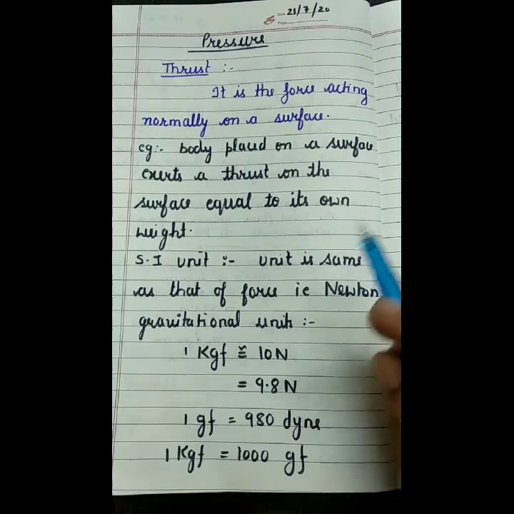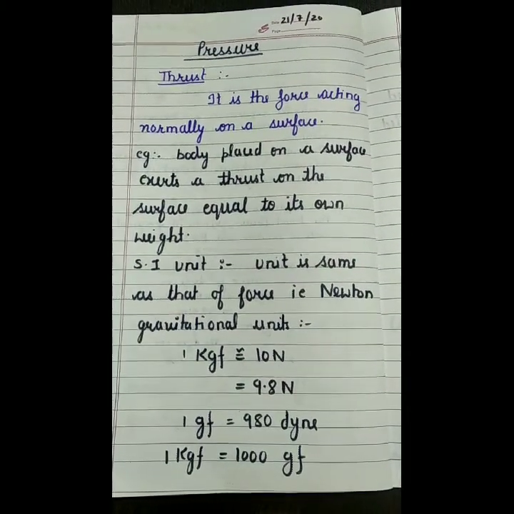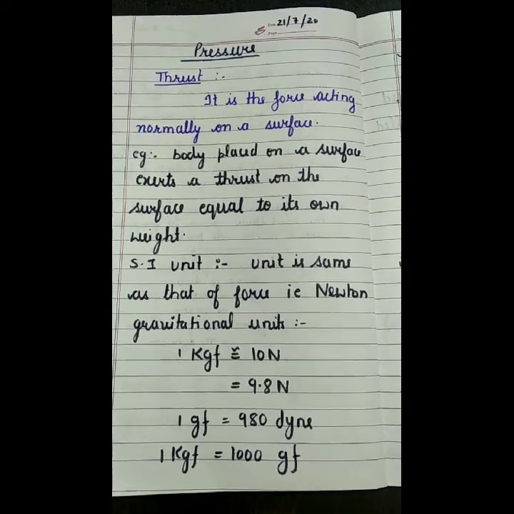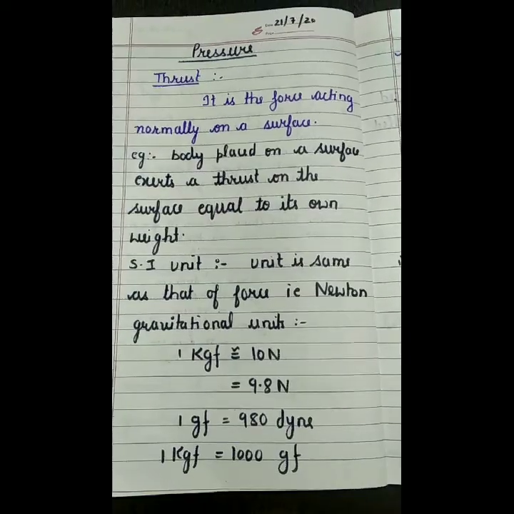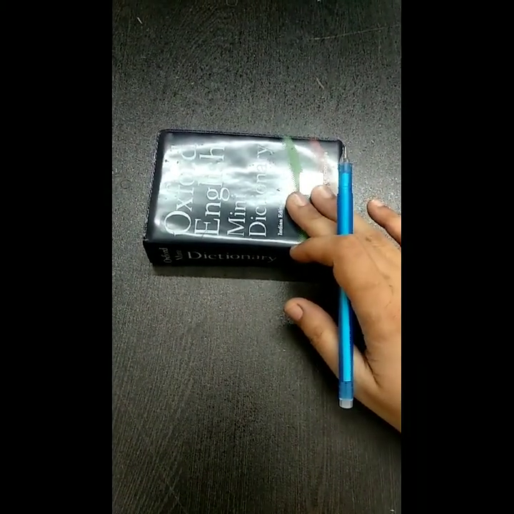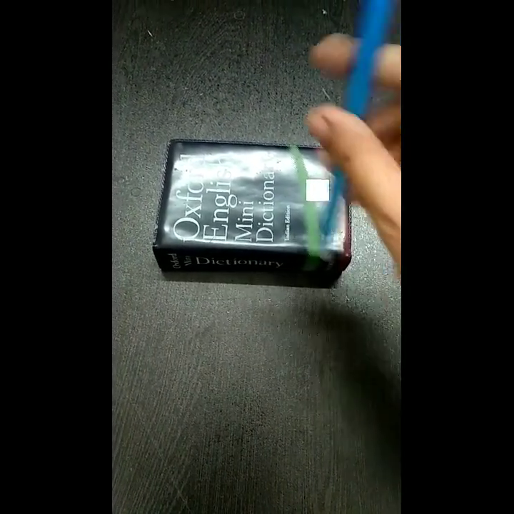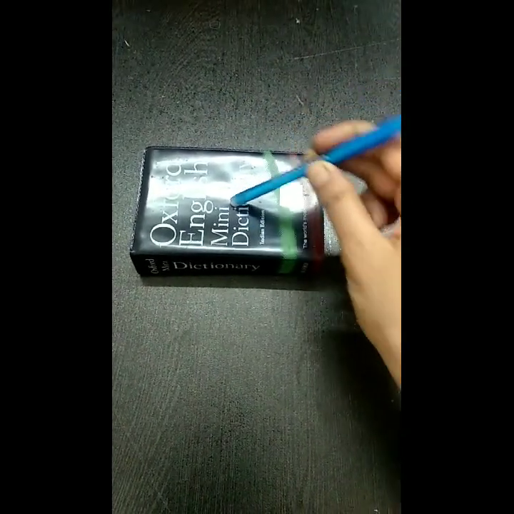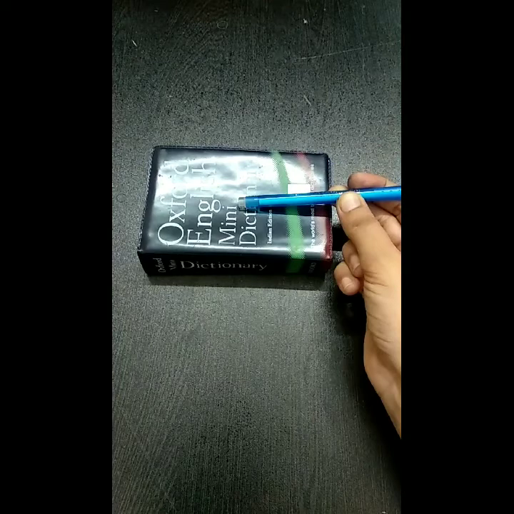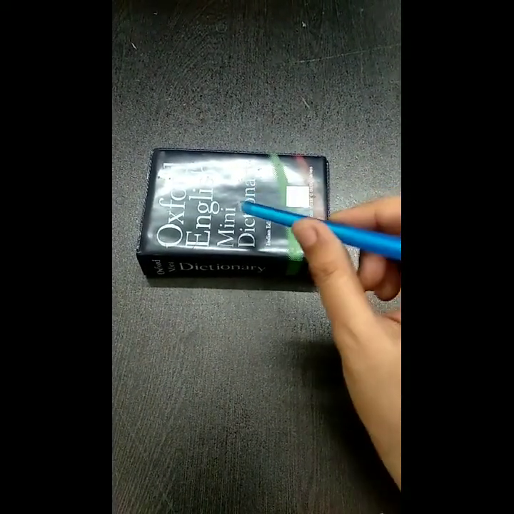If a force is acting on a surface perpendicular to the surface of the body, then that force is known as thrust. How? For example, consider an example of this book lying on a table. We have many directions to apply force on this book. Let's start from this one. If we apply force at this angle, at this angle, we have many angles to apply force on this book.